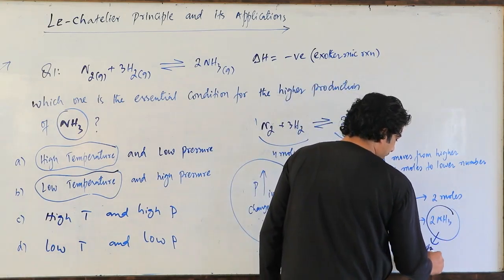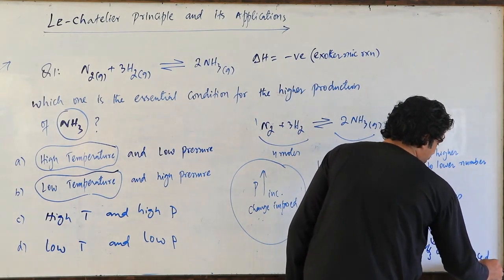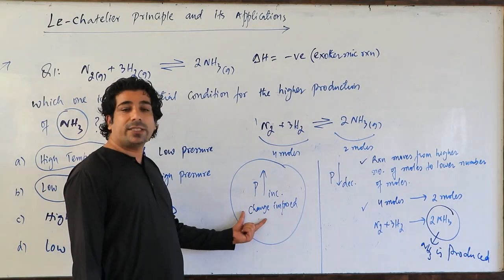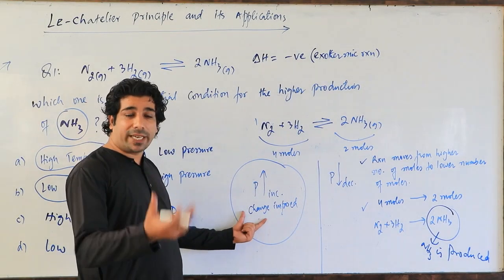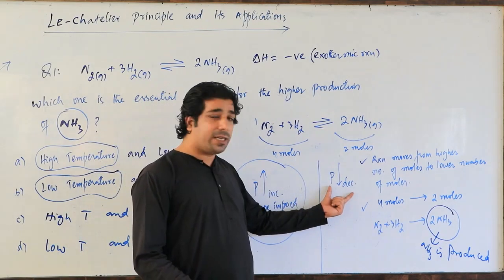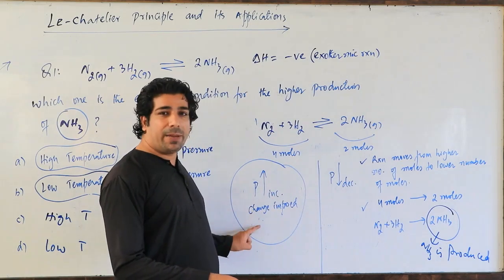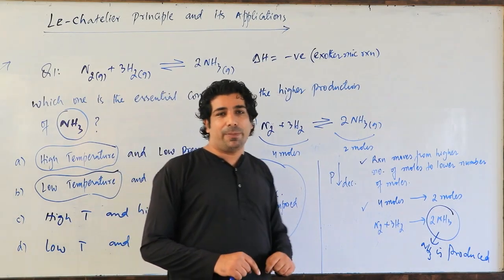So NH3 is produced at which pressure, my dear friends? NH3 is produced at, come on, at high pressure. The pressure which you are giving from outside. And what is happening in the chemical reaction? The chemical reaction is trying to decrease the pressure. But outside I am imposing high pressure. So you have understood now that high pressure will favor it.